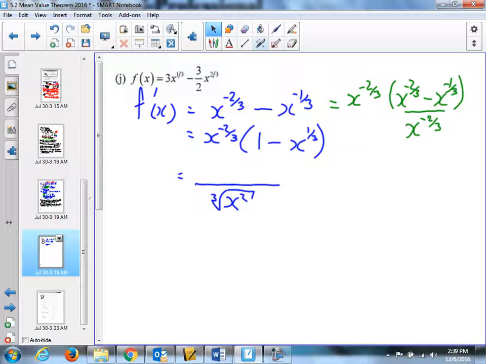Now I'm going to get some space in there. And then 1 minus the cube root. That's just the derivative. I should end the bracket there. I don't actually need the bracket because it's the only thing on the numerator.